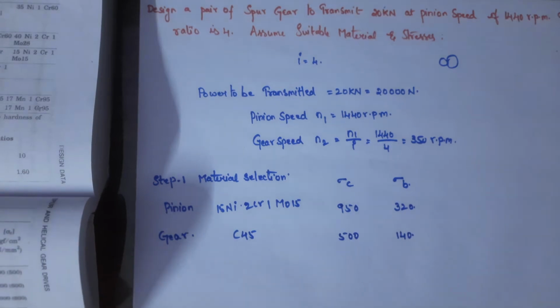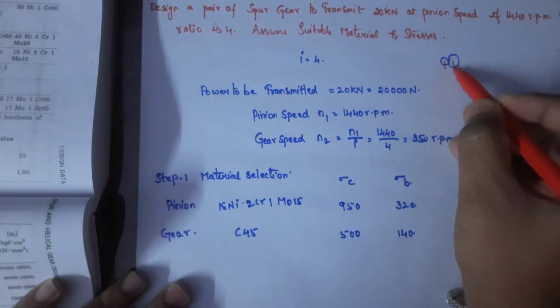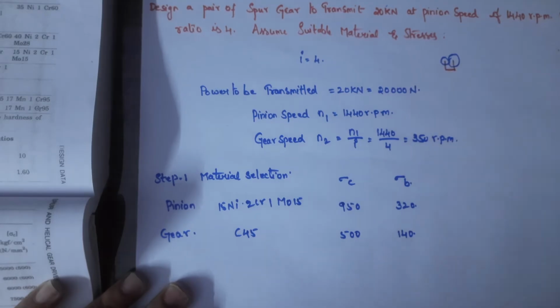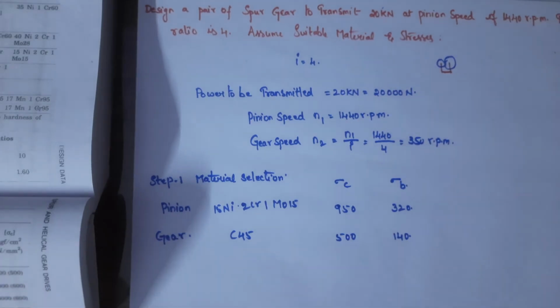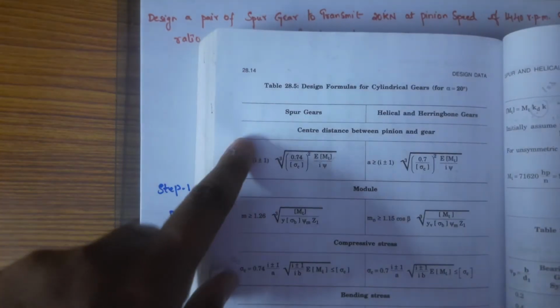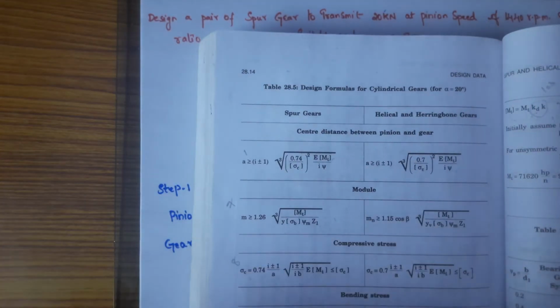With this we have completed the material selection, that is the first step in the design procedure. The next thing that we have to do is find the minimum center distance. For finding the minimum center distance, you have to go to page number 28.14, where you can find the data related to spur and helical gears.